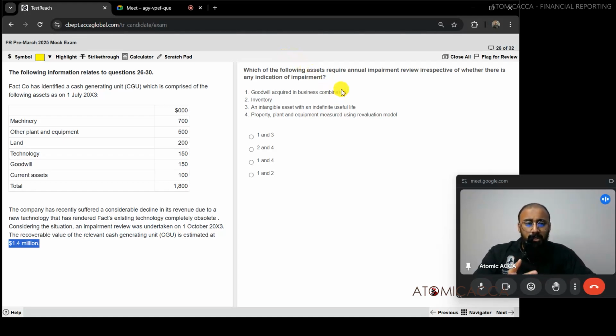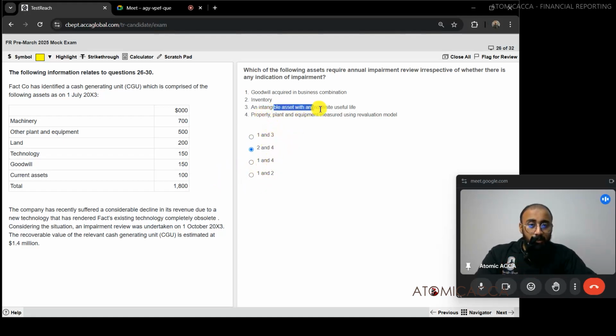We know from the consolidation chapters that whenever goodwill is acquired, it is supposed to be tested for an annual impairment review. Even IAS 36 says that. So option 1 is true. That means 1 and 3 could be the answer, 1 and 4 could be the answer, 1 and 2 could be the answer. Now, inventory does not have to be checked for annual impairment review. You have to see only if the value has gone down, if any market fluctuations, or if any discount is being provided. So 2 is wrong. That means 2 and 4 will not be the answer, 1 and 2 will not be the answer. So it's either 1 and 3 or 1 and 4.